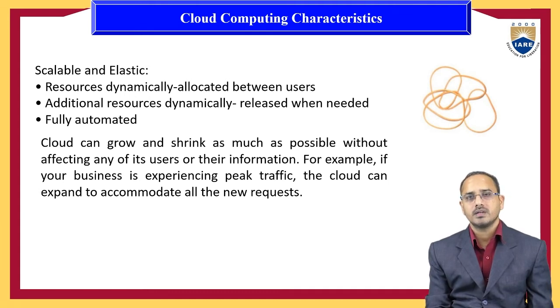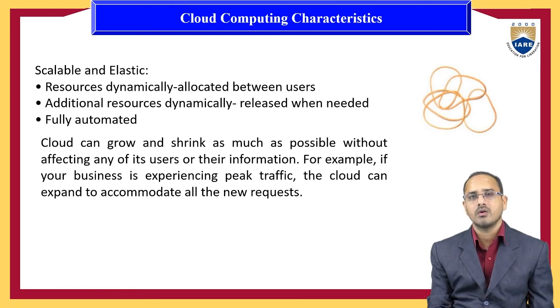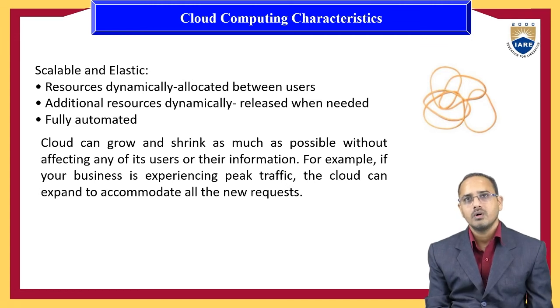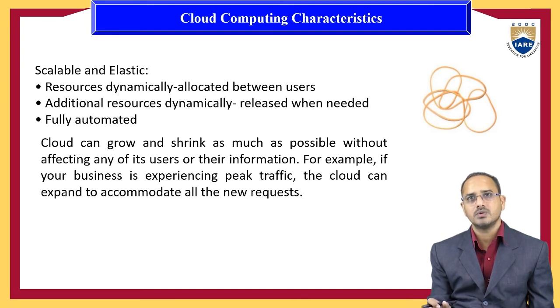Next is fully automated. As the cloud is fully automated, the resources will be allocated according to the usage and the resources will be decreased as per the usage. So the cloud can grow and shrink, we can say. The cloud can grow and can also shrink as much as possible without affecting any of its users or their information. The cloud can be expanded, which is called growing, and it can also shrink without affecting any of the other users who are working on it and their information as well.